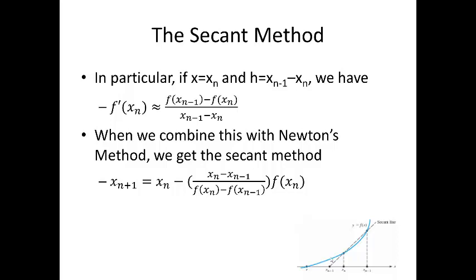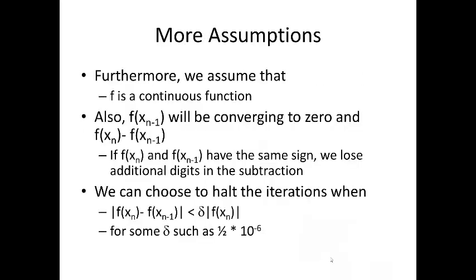A couple more assumptions. We're going to assume that f is a continuous function. If f is not continuous, if it's poorly behaved, all bets are off. And we also would like to say that f(x_{n-1}) will be converging to 0, and f(x_n) minus f(x_{n-1}) will also be converging to 0. If those two have the same sign, then we're going to lose some additional digits in subtraction.